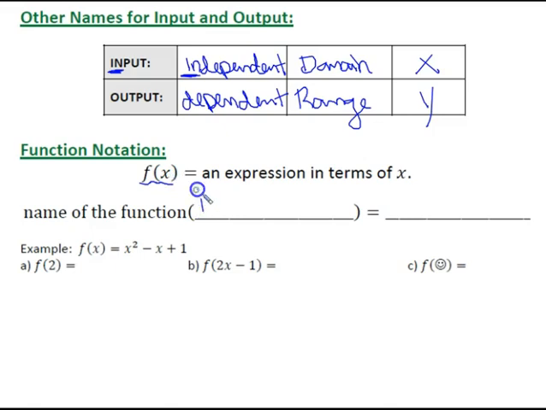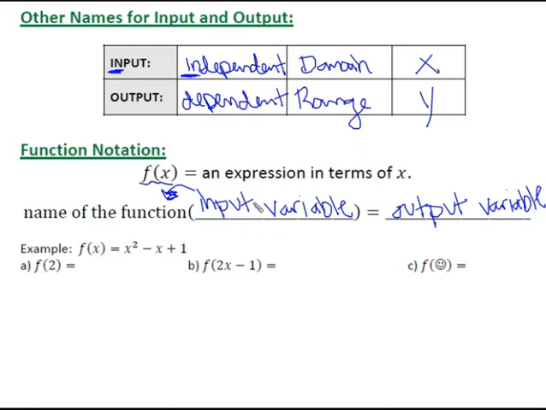The x is the input variable, or in other words, your domain, your independent variable, it's your input. So if you're inputting this variable into this function, it should equal your output variable, or in other words, your dependent variable, your range, your y, all mean the same thing. So you're taking this independent or input variable, you're putting it into the function, and you're getting this output variable.